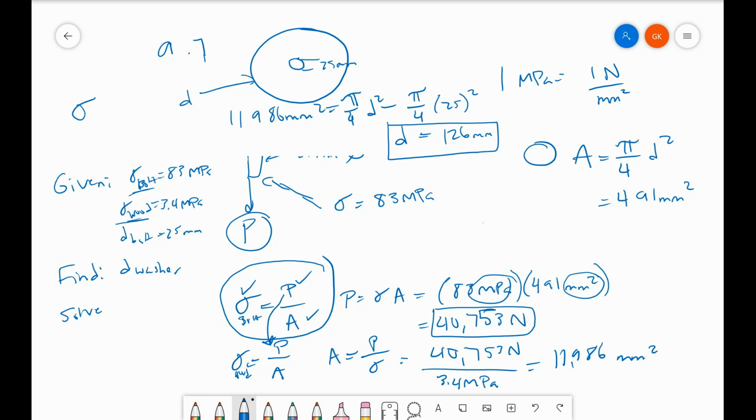I hope this helps you. Just remember that each time you're looking for a stress in a different member, if they're all connected, they probably have the same load going through them. That's not always true, but they probably do. And then if you can figure out their respective areas, you can figure out the stress.